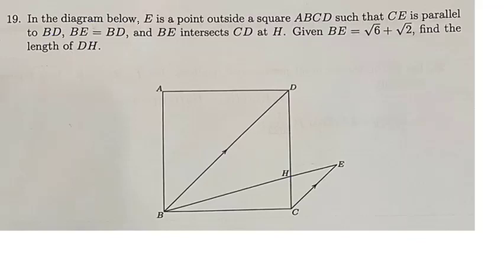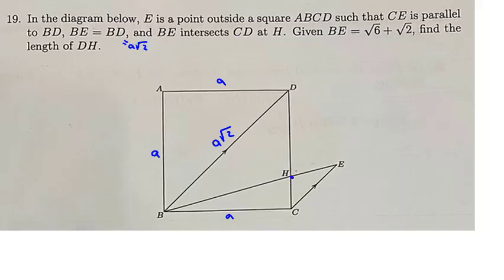Problem number 19: in the diagram below, E is the point outside square ABCD, such that CE is parallel to BD, and BE equal to BD. So we know BD is what? A root 2. So BE is also A root 2. Both of them equal to A root 2. BE intersects CD at H.